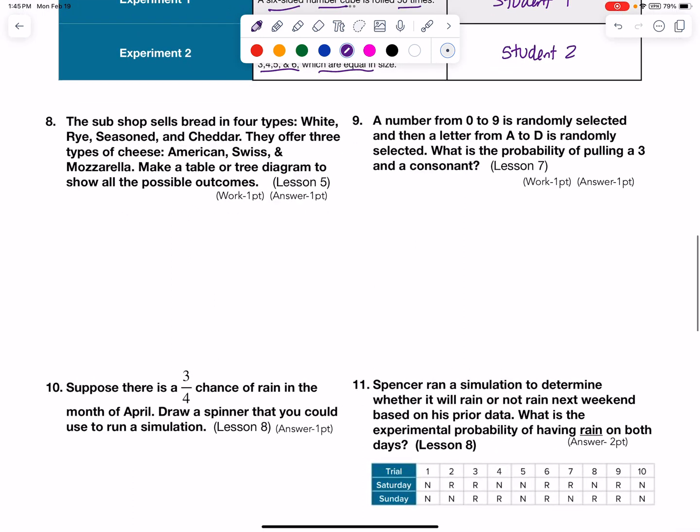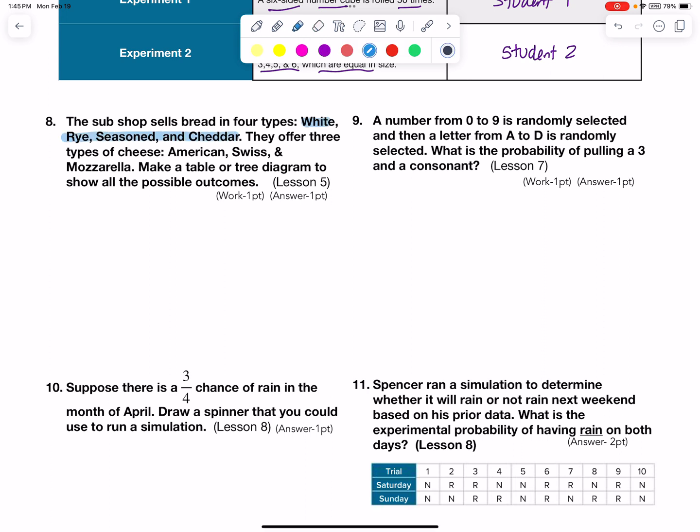Number 8 and 9. This is our tree table or tree diagrams, and what is the probability when we're talking about compound events, meaning two events happening that are independent of each other or dependent of each other. So number 8, the sub shop sells bread in 4 types: white, rye, seasoned, and cheddar. Okay, so I'm going to highlight that.